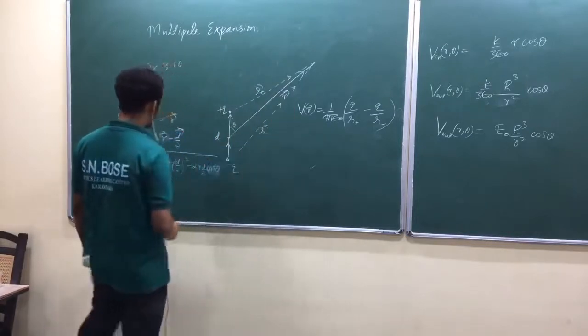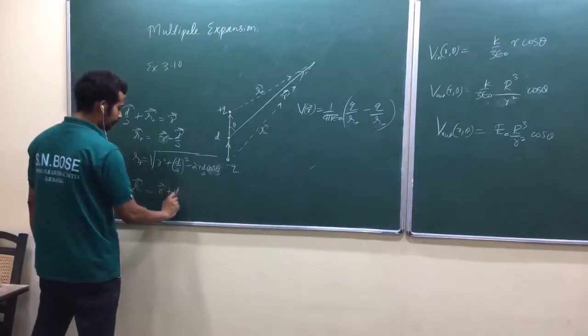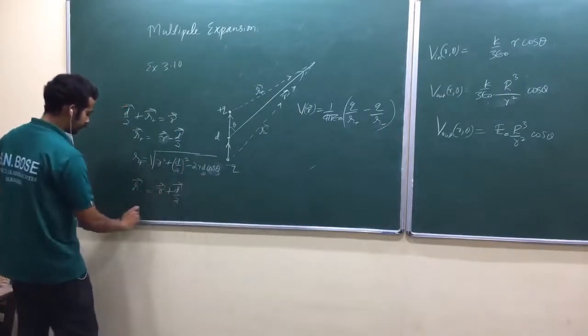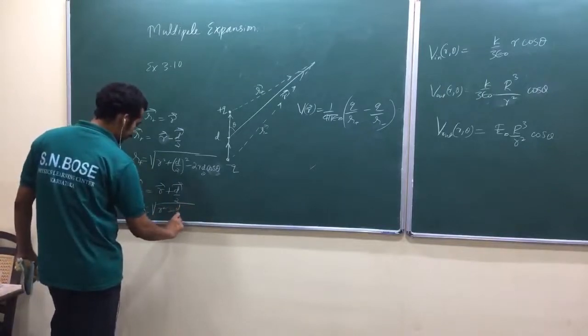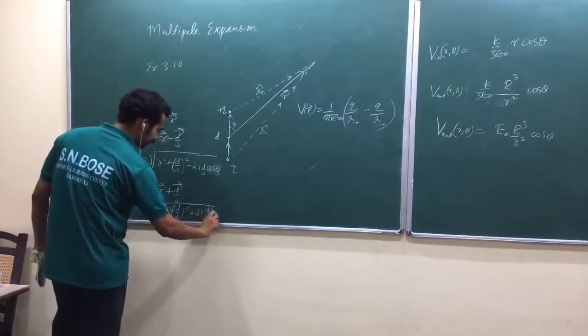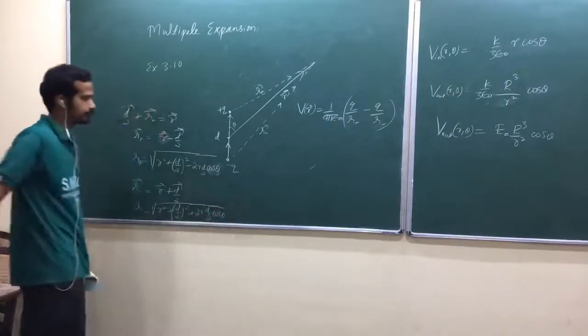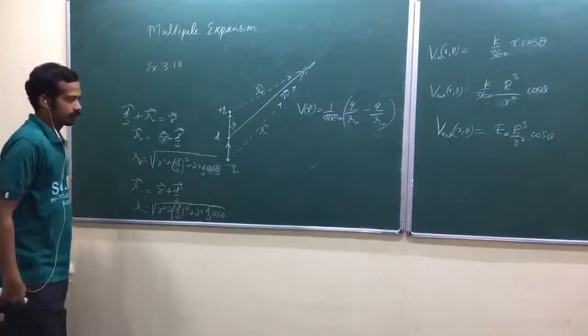And this italic r minus is equal to r plus d by 2 vector. So that's why italic r minus is equal to root of r square plus d by 2 the whole square plus 2 r d by 2 cos theta. Check it out, 2 r d by 2 cos theta.